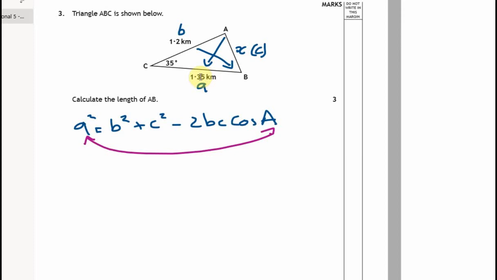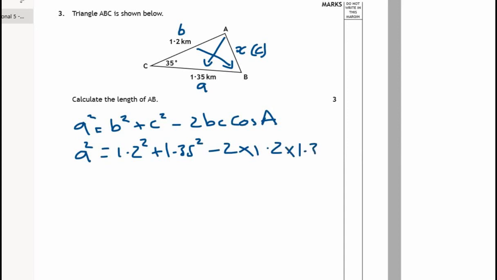Okay, so that's the first thing. So we've got our equation, spotting that because there's 3 lengths we know it's cosine, and then knowing that this is the angle and this is the length that are going to occupy the A spot. So let's just write that out. We get a squared is equal to 1.2 squared plus 1.35 squared minus 2 times 1.2 times 1.35 times cos of, oops, that's funny, I've done that a few times before. Cos of 35.